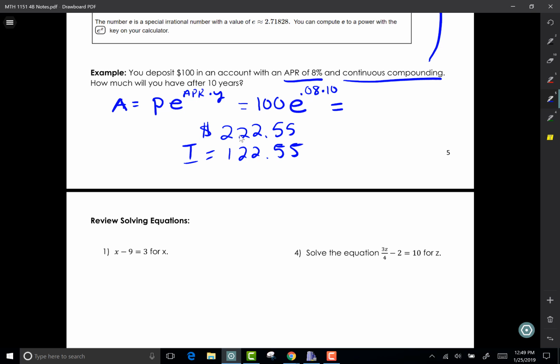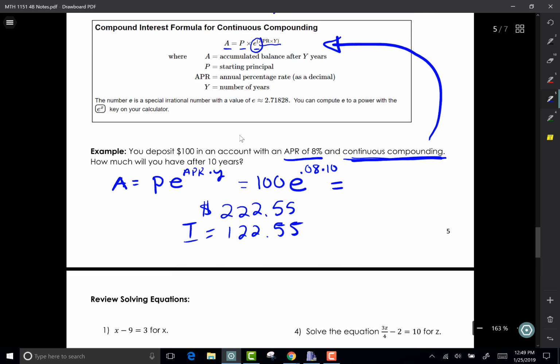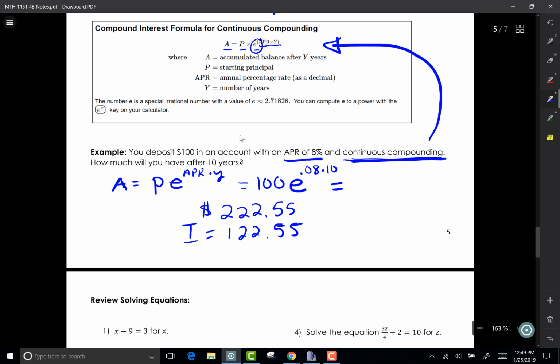Now, one thing about this that I also want to comment on: for continuous compounding, you have to use this formula, and you will not be able to check it on the calculator. The calculator app that we did before, the Time Value Money app, does not deal with continuously compounding.